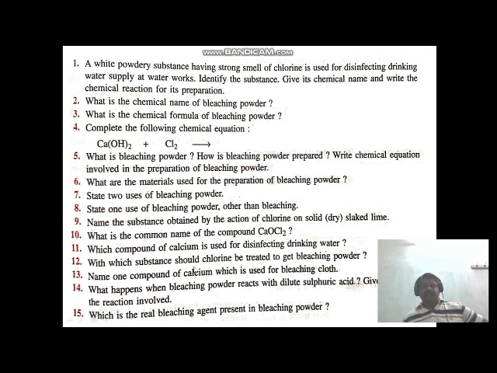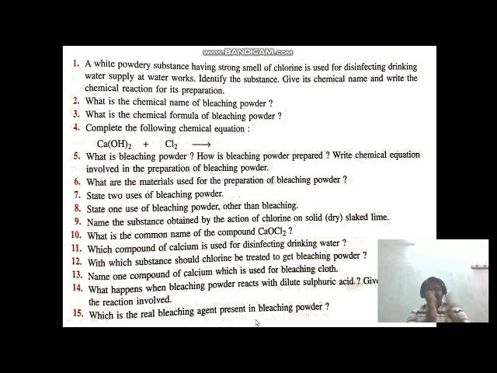12th one: with which substance should chlorine be treated to get bleaching powder? Name one compound of calcium which is used for bleaching cloth. Once you see the 11th and 13th questions, you know very well, or you have to think, or find the answer from a book or the net. What happens when bleaching powder reacts with dilute sulfuric acid? Give the equation for the reaction involved. What is the real bleaching agent present in bleaching powder?